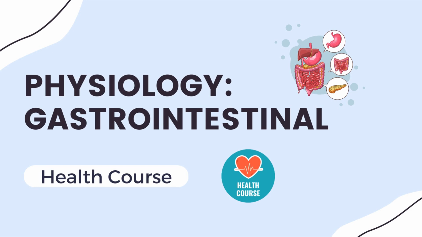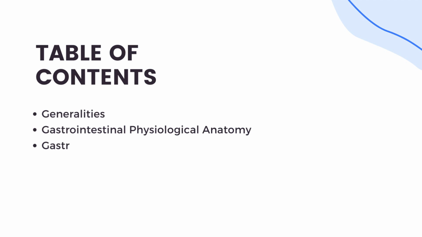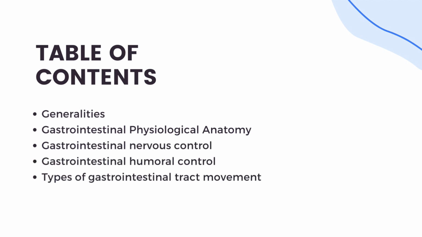Today, we will start with the gastrointestinal physiology class. We are going to talk about motility and nerve control. The topics we are going to see in this class are some generalities: gastrointestinal physiological anatomy, gastrointestinal nervous control and gastrointestinal humoral control, and the types of movements in the gastrointestinal tract.